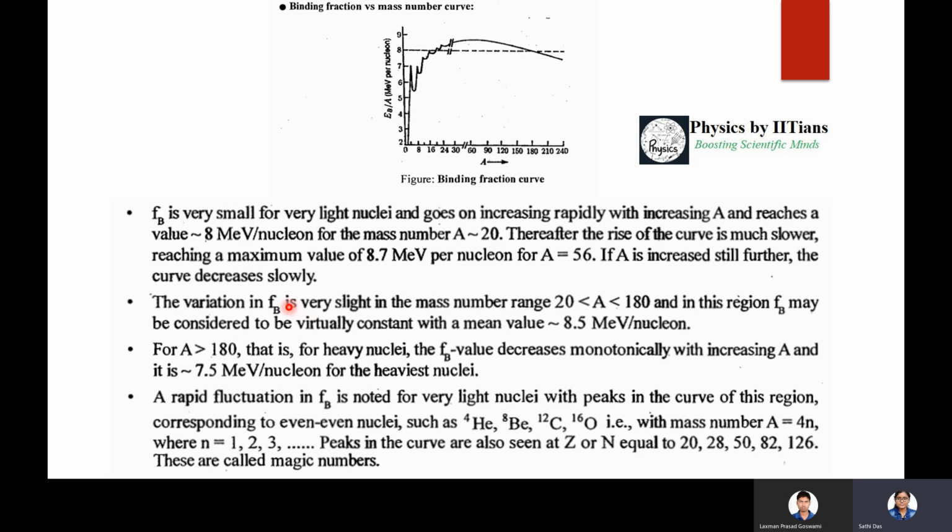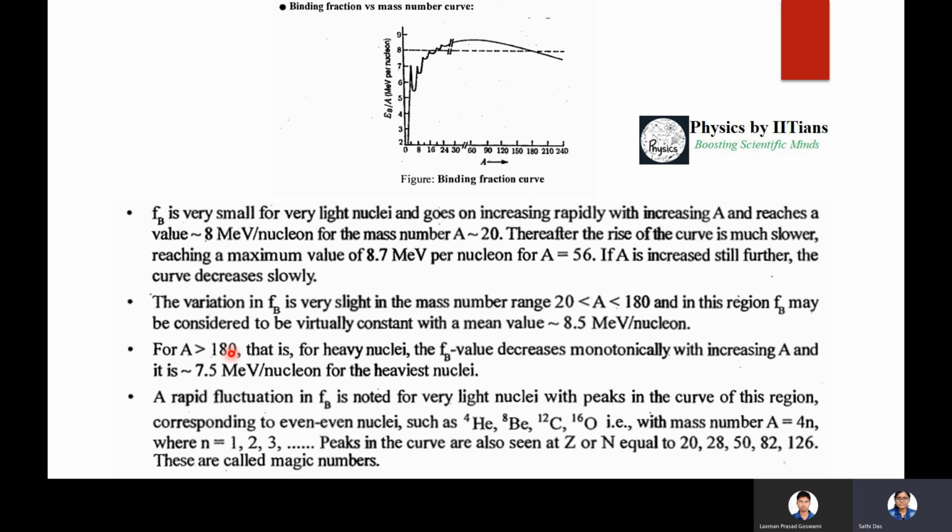The variation of FB, that is the binding energy per nucleon, is very slight in the mass number range from 20 to 180, and in this region FB may be considered to be virtually constant with a mean value of 8.5 mega electron volt per nucleon.